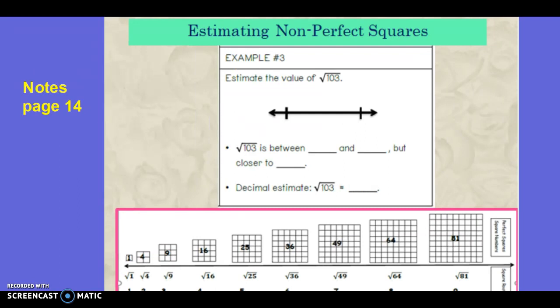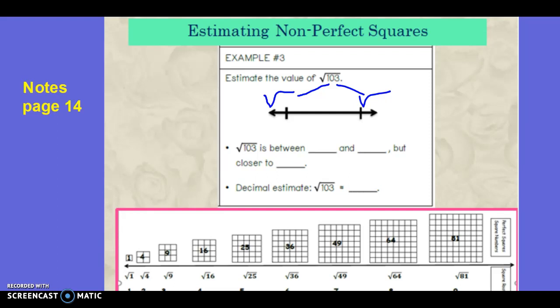Example number 3, again, on your notes on page 14. It says, estimate the value of the square root of 103. So, again, you start off, you draw your number line. That's already there for you. The second step, think about 2 square roots that we know, 2 perfect squares, that 103 is in between. Take a minute, hit pause, and when you're ready, hit play.